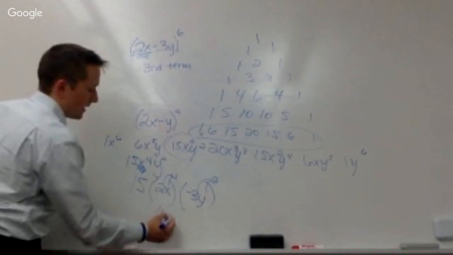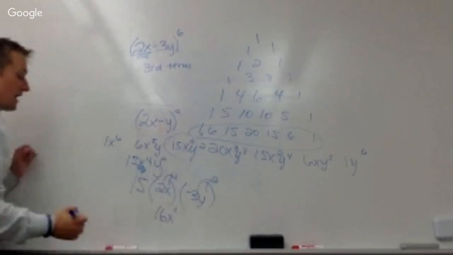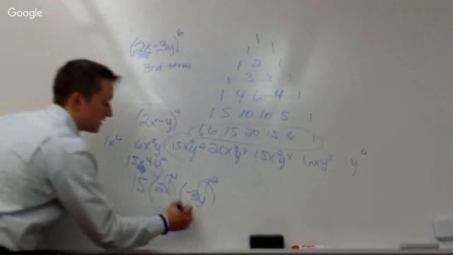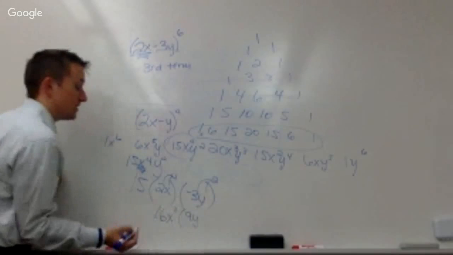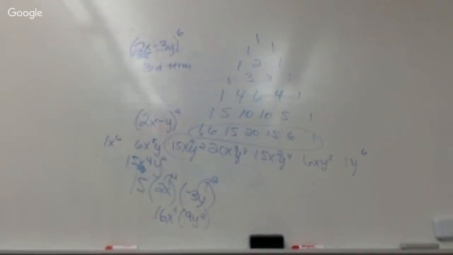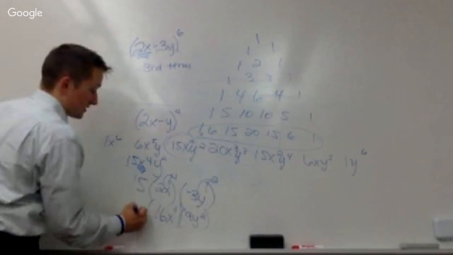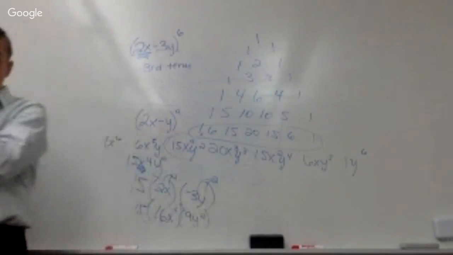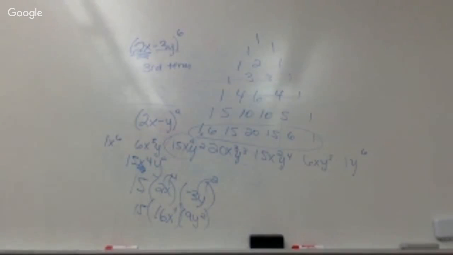16, good. X to the what? X to the fourth. And what about this negative 3y? What does that change to? 9. 9y to the second. Good. 9y squared. Okay? So literally, we'll take 15, multiply by 16, multiply by 9 to get what our coefficient is, and then we just include x to the fourth and y squared at the very end. Okay?